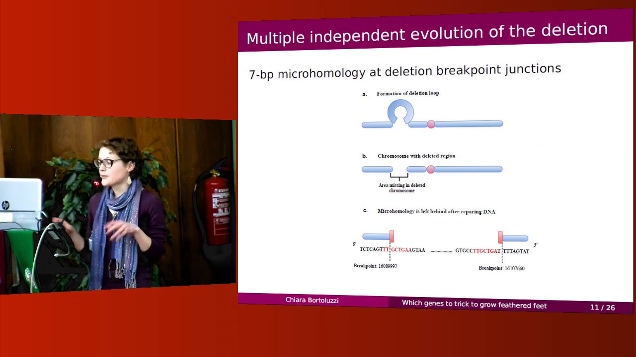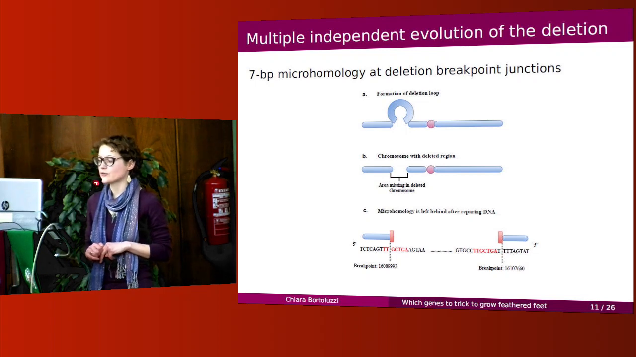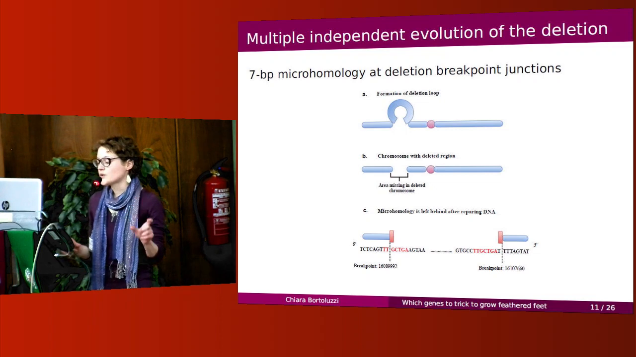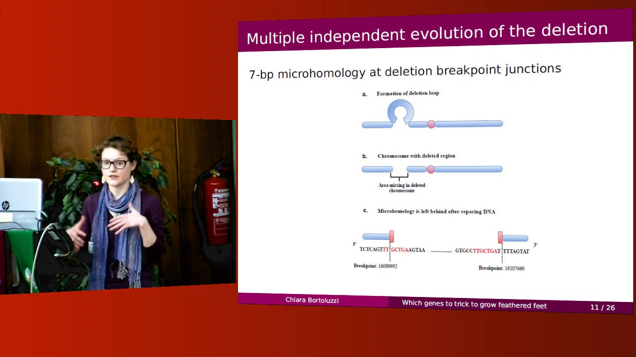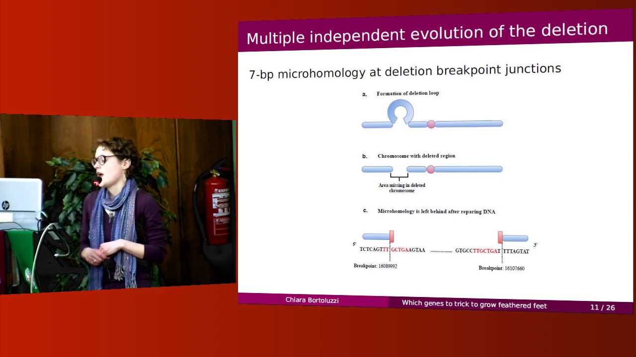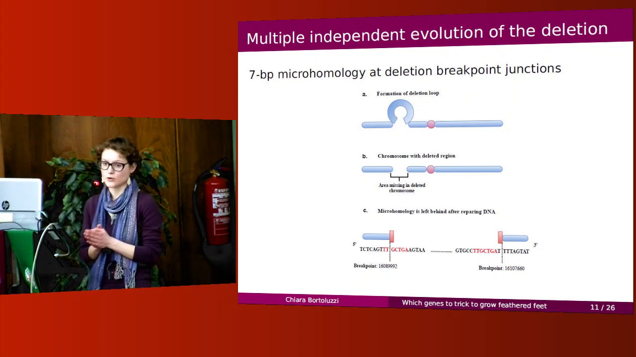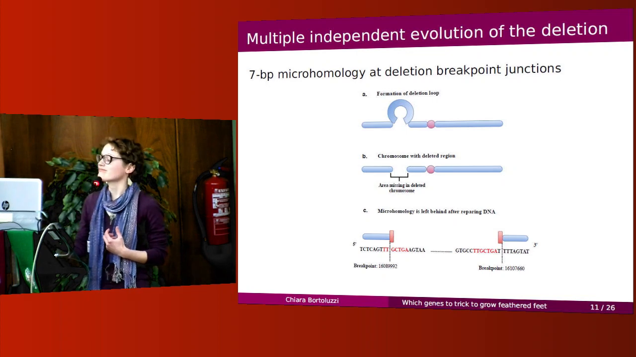Then for the deletion breakpoints, we identified a 7 base pair microhomology, which of course is here highlighted in red. And this sequence was also conserved in other bird species, including turkey, duck, but other kind of birds belonging to the Neo-Aves subgroups. And of course, the presence of this microhomology tells us that this deletion has evolved multiple times, which is a good result.